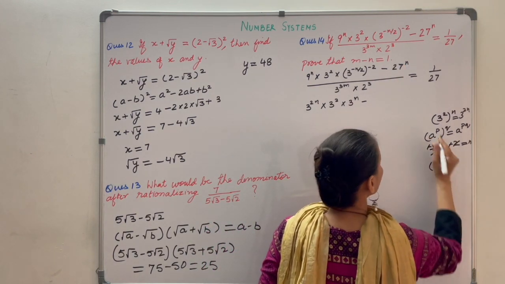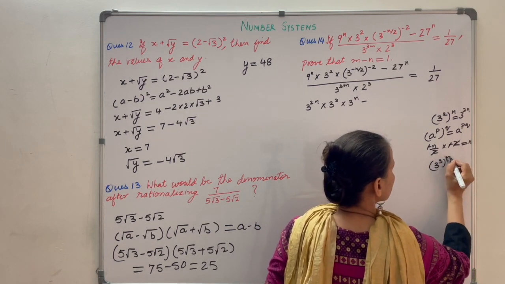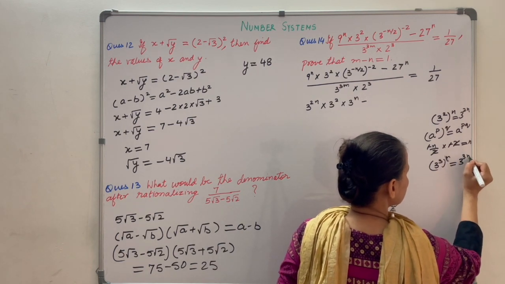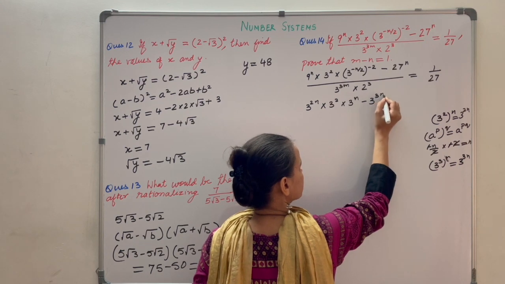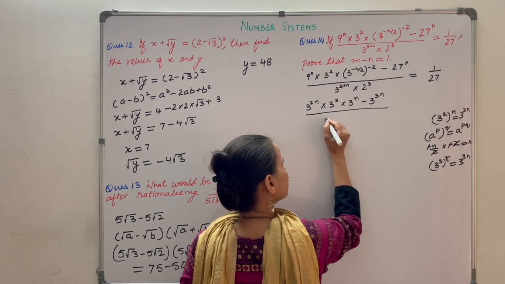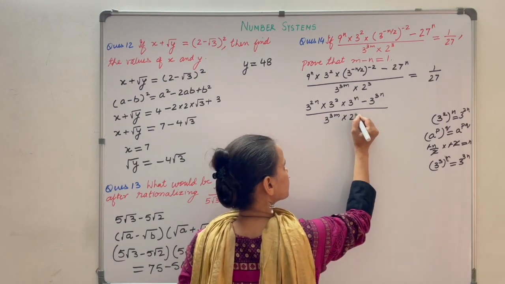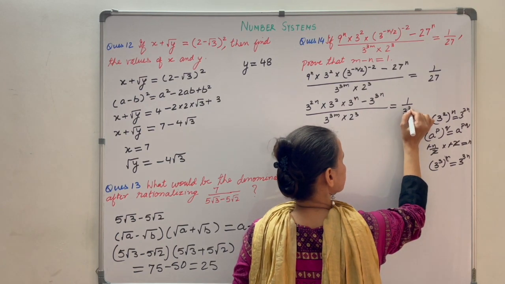So this is whole raised to the power n. So using the same law, we will multiply the exponent. So what will you get? 3 raised to power 3n. So let us write it down. So here you have 3 raised to power 3n divided by 3 raised to power 3m into 2 cube is equal to 1 upon 3 cube.